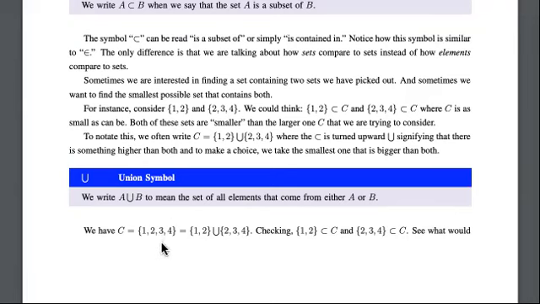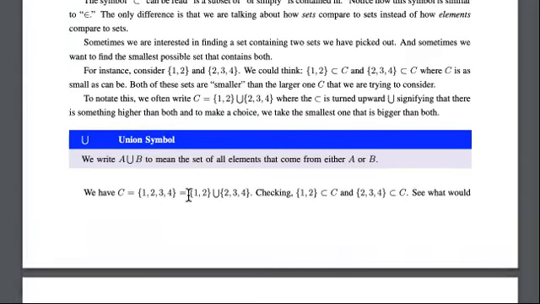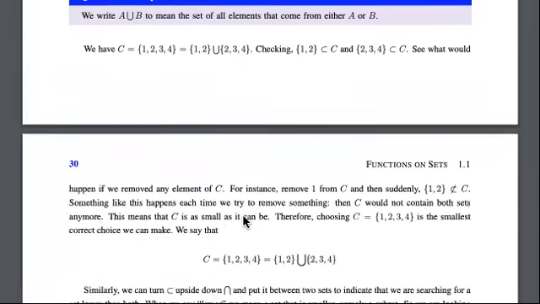So for instance, let's suppose we have the set 1, 2, and 2, 3, 4. Notice that if we just take 1, 2, 3, 4, that works because it contains 1, 2. It contains 2, 3, 4, and it's the smallest one that does it. 1, 2 is in C, and 2, 3, 4. This set is a subset of C, and it's the smallest one that does. So that's what a union is. Basically, you just take all the elements in all sets, but then you merge what's the same, so you don't double count.